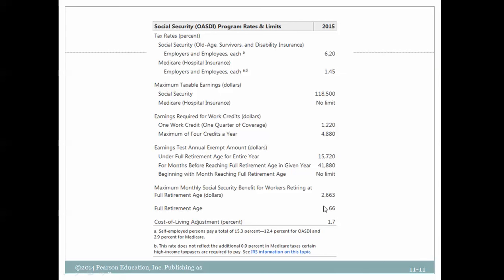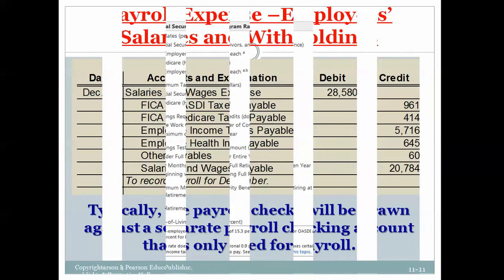Currently, the full retirement age for Social Security is 66 years old. That could be changing. The Social Security Administration is planning on giving a 1.7% cost of living increase. So there are a lot of very interesting facts concerning Social Security. I encourage you again to go to ssa.gov and look up your own Social Security account and see what you have in there.